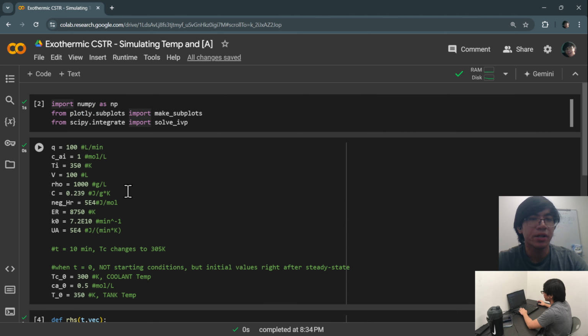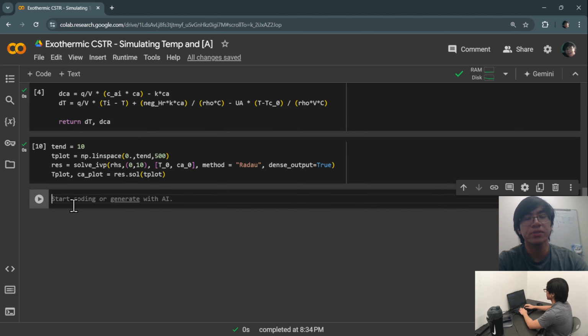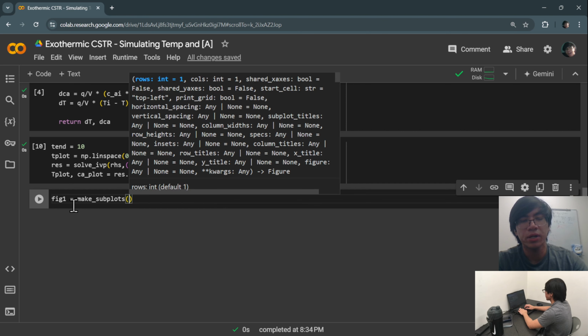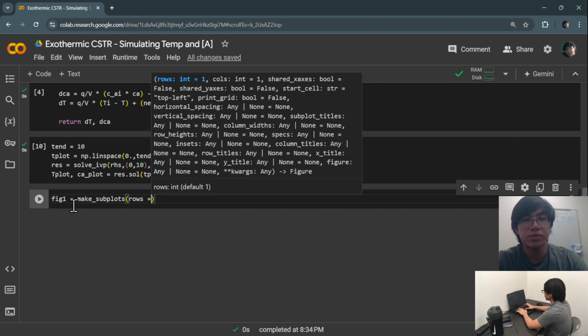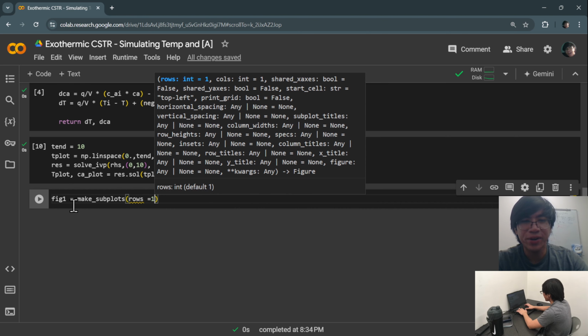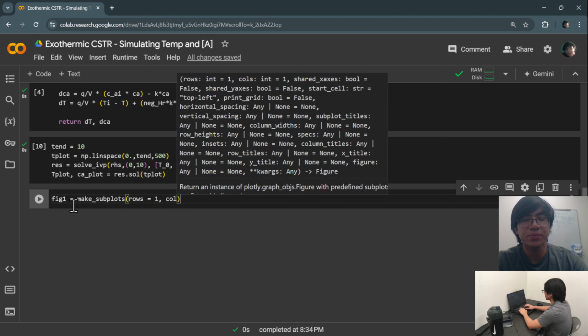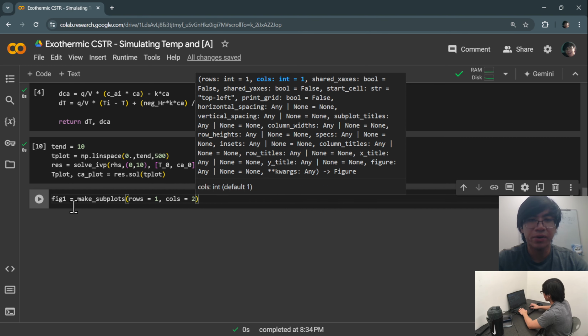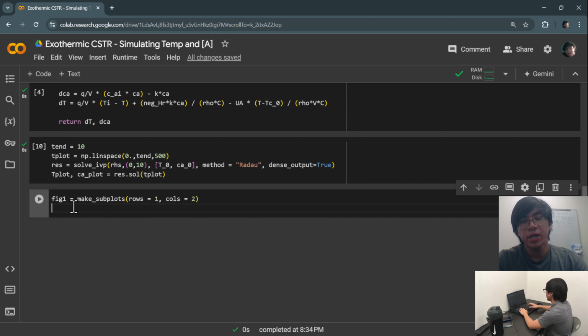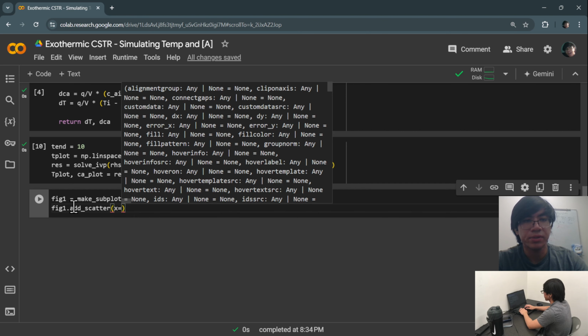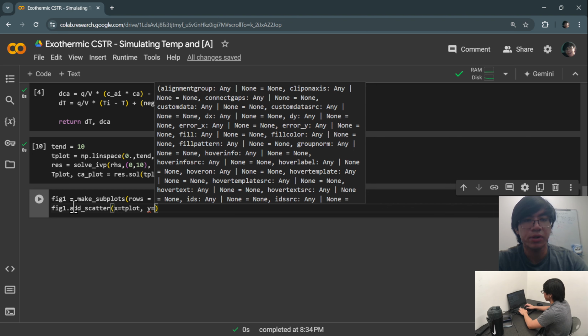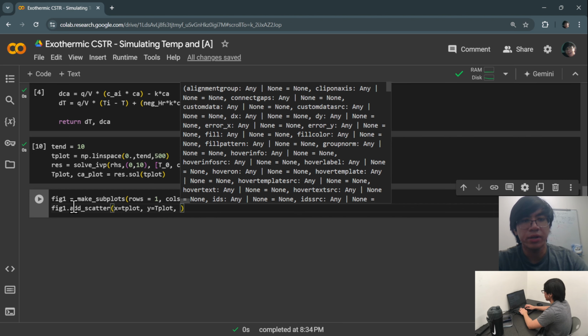So yeah, we have subplots, perfect. I'm going to go ahead and call this figure 1. Figure 1 is equal to make subplots, and I want to add 1 row and 2 columns, so that we have them side by side on the same row. Figure 1 dot add scatter, so we add our points. X is equal to t plot, Y is equal to our temperature, and I think that's all we need for now.